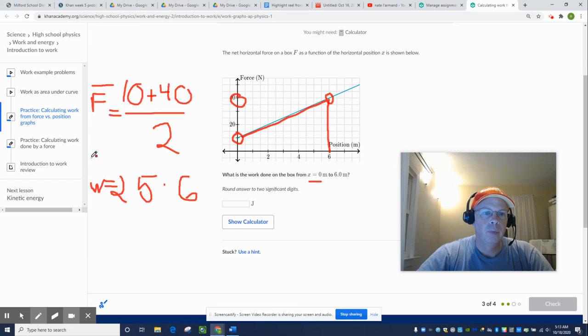Pardon my sloppiness. Work equals force times distance. Can I clean this up? No, not really. Okay. Anyway, I think it's 150 joules.